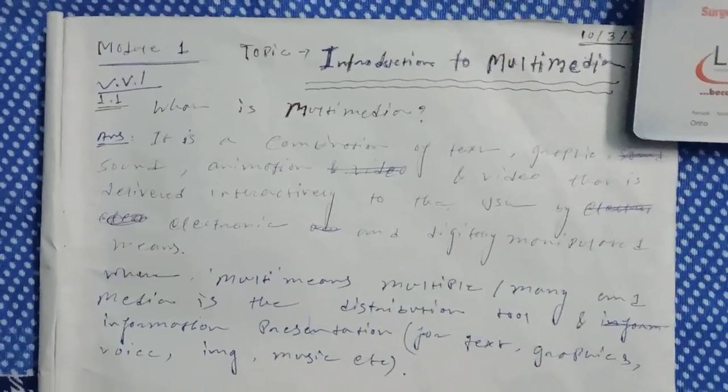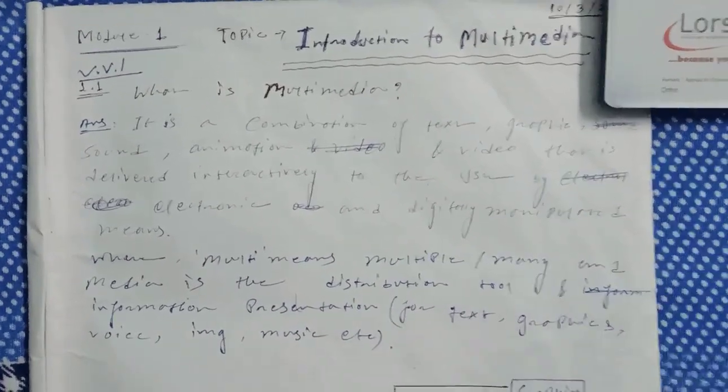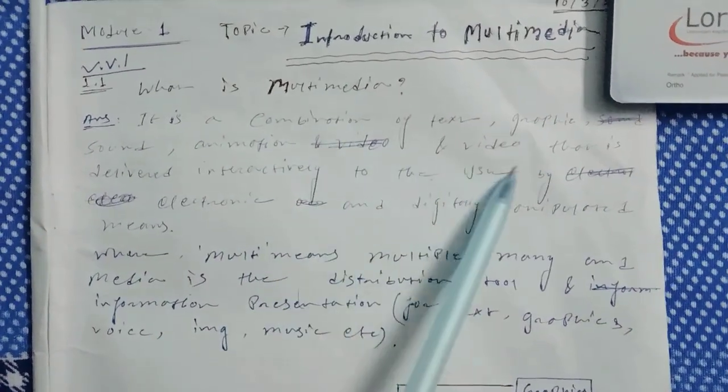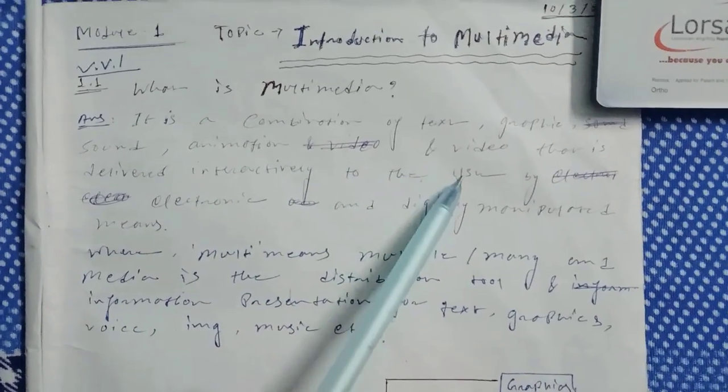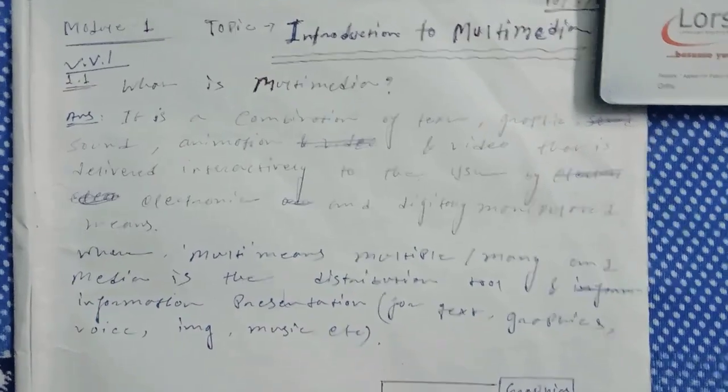So let's start multimedia. It is the first chapter. The name of the chapter is Introduction to Multimedia. So what is multimedia? It is a combination of text, graphics, sound, animations, and video that is delivered interactively to the user by electronic and digitally manipulated means.